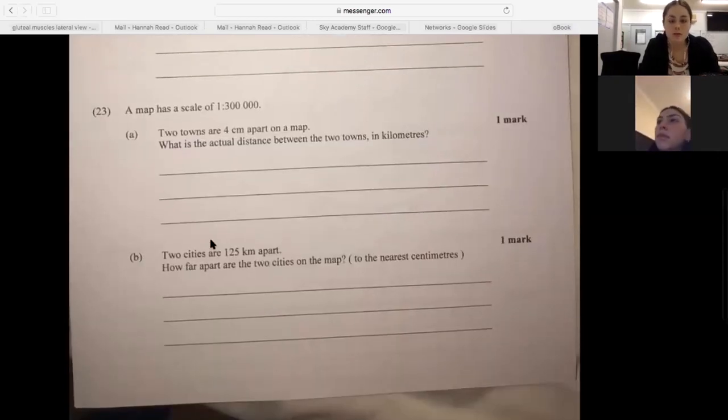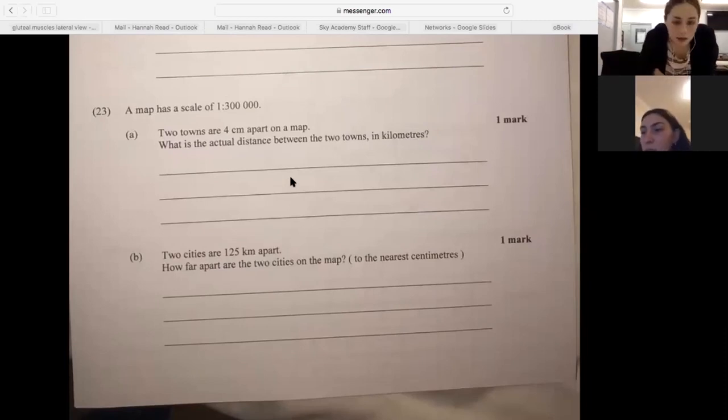Two cities. Oh no, I just deleted all my working out for this question. That's fine. Okay. Two cities are 125 kilometers apart. How far apart are the two cities on the map? Let's see if the formula will work.